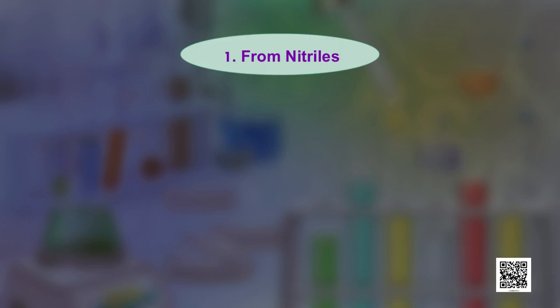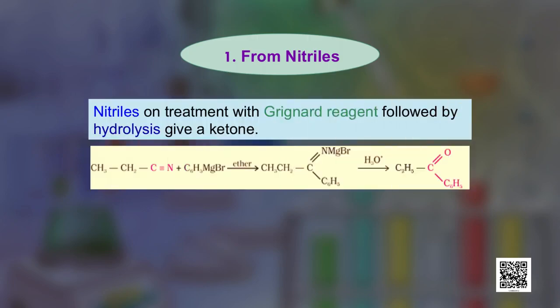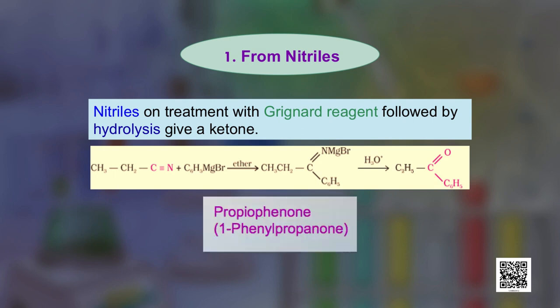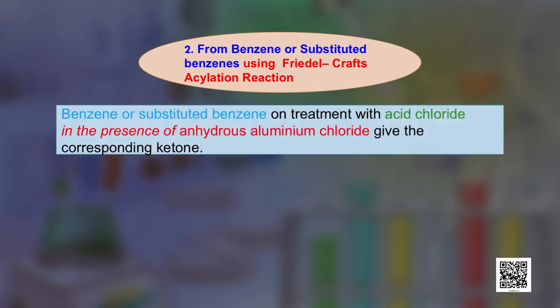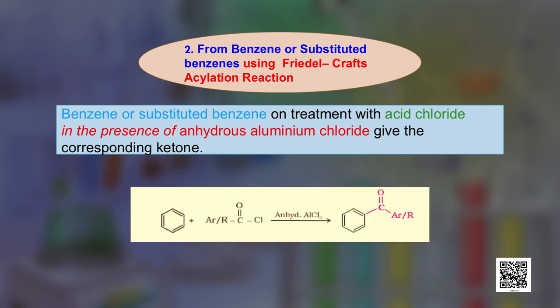The second method is from nitriles. Here again nitriles on treatment with Grignard reagent followed by hydrolysis give a ketone, that is propiophenone, or 1-phenylpropanone, shown here as an example, which has been synthesized by the reaction given. The third method is from benzene or substituted benzenes using the very common Friedel-Crafts acylation reaction. Benzene or substituted benzenes on treatment with acyl chloride in the presence of anhydrous aluminum chloride give the corresponding ketone, and you can see this in the reaction here.